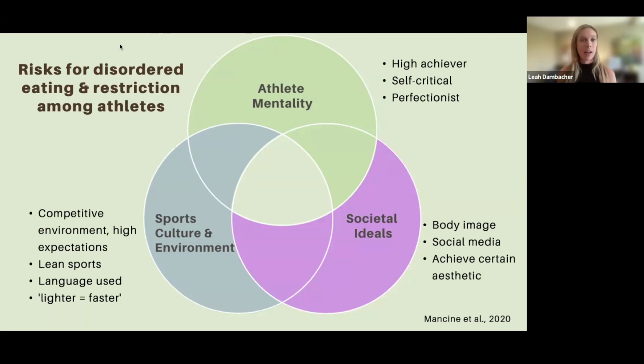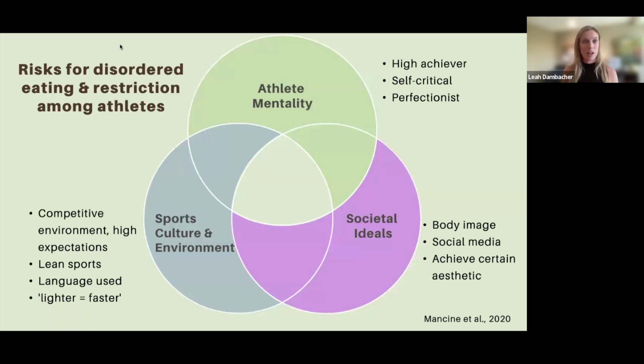We also have outside societal ideas, so body image norms that athletes might see on social media, and then also just the sports environment and culture. We know that sports culture is extremely competitive. There's very high expectations from the athlete themselves, from coaches, from their peers. And so these high expectations, again, might lead an athlete to engage in some of these behaviors to get the body that they think that they need for the sport, or get to the weight that they think that they need, and can really become problematic.